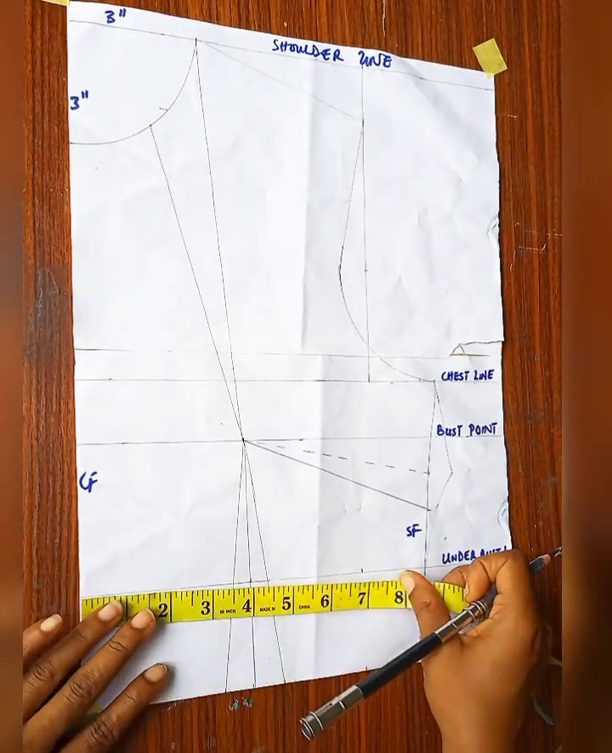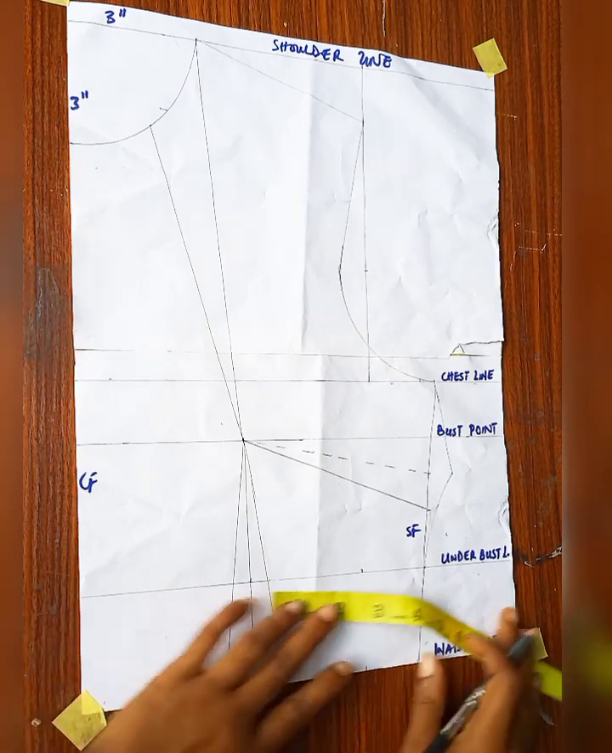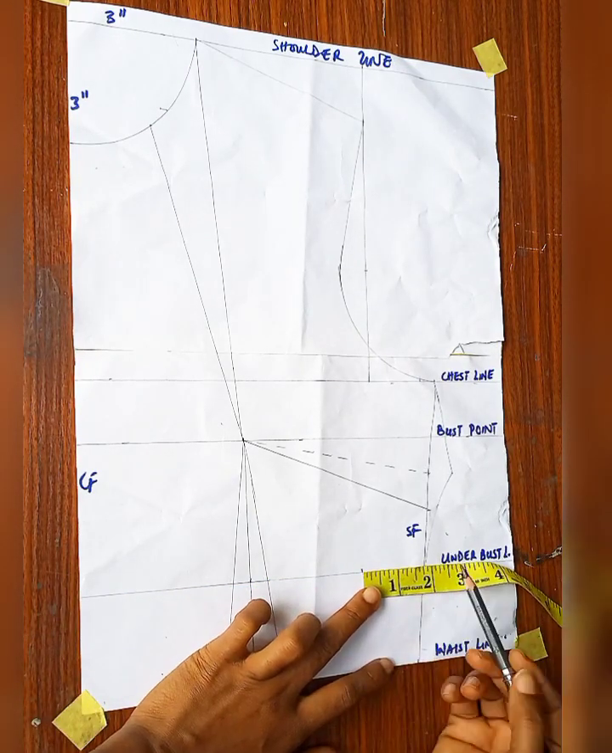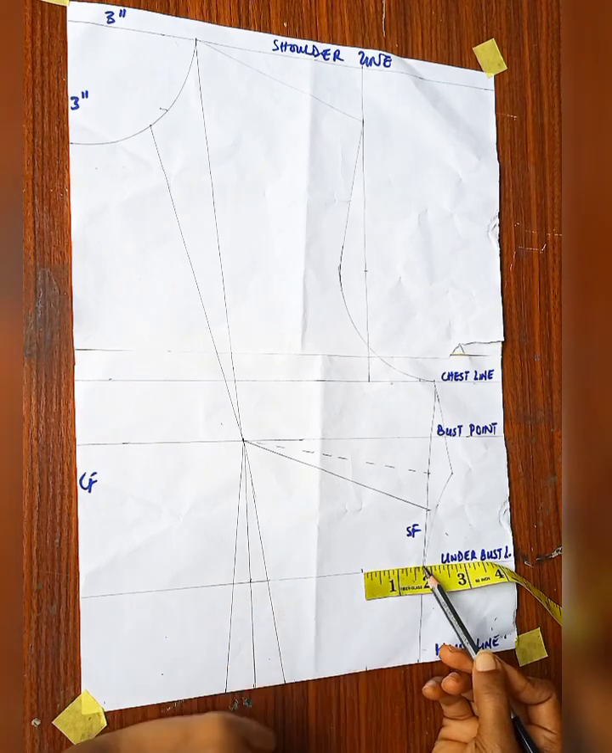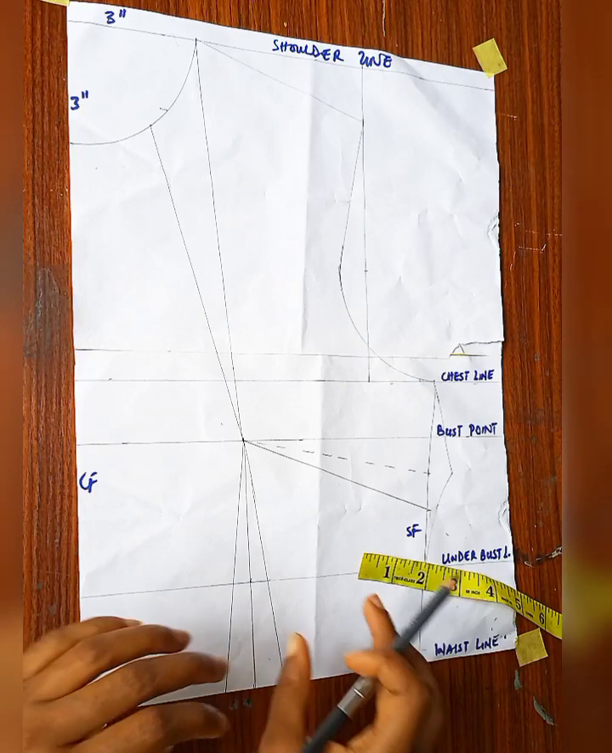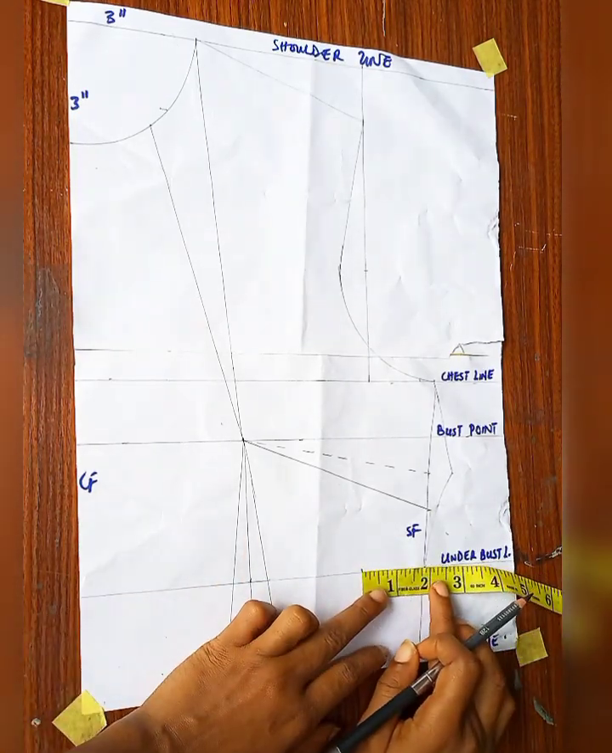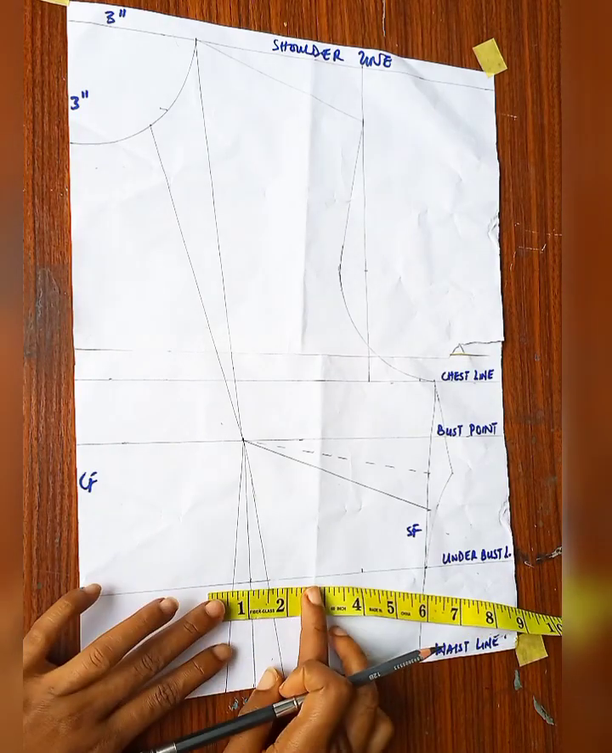Okay, now back to the under bust line. My under bust circumference is 28 divided by 4. I got 7. So I'm going to measure what I have left from that side front line to where I have the 7 inches point. Whatever I have is what I'll be using to tighten my under bust. Okay, so I got 1.75.